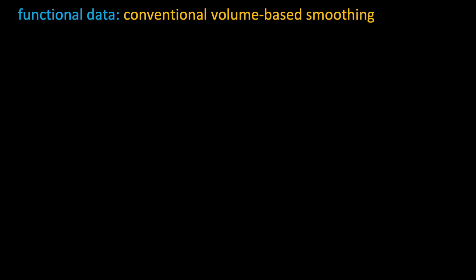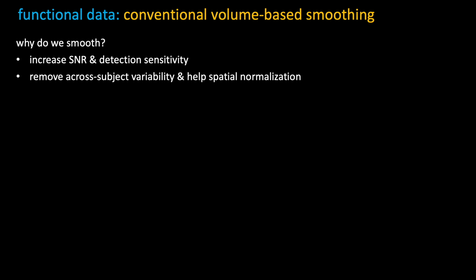So now I would like to switch to my favorite topic, which is smoothing. Conventional fMRI studies often use smoothing, and they do it to increase SNR and so increase detection sensitivity, to remove across-subject variability in multi-subject studies, but also to potentially remove false positives because activation is assumed to be smooth.